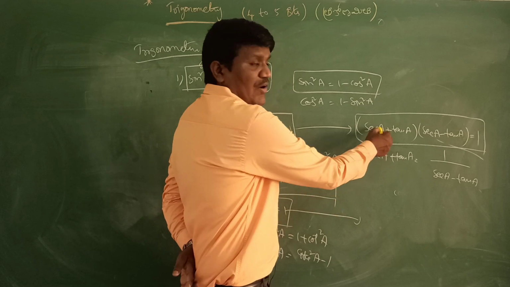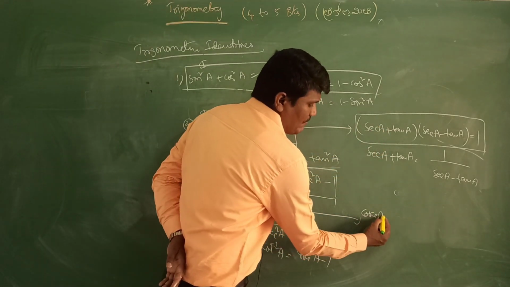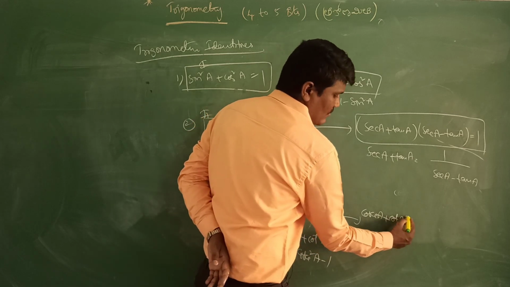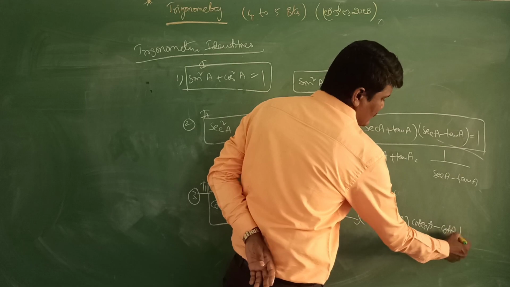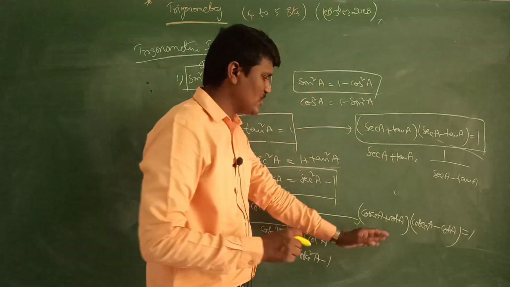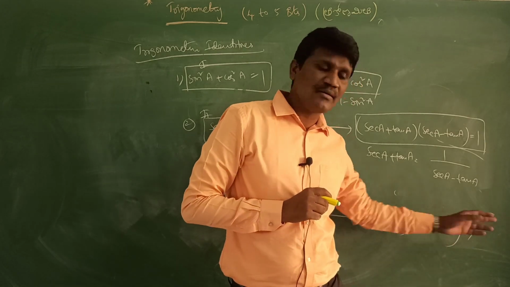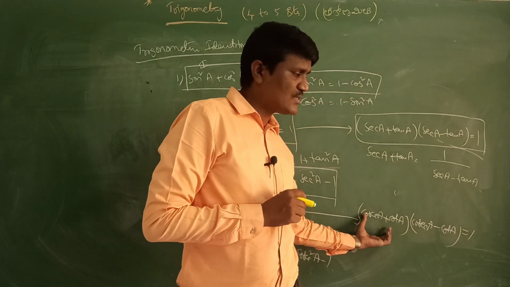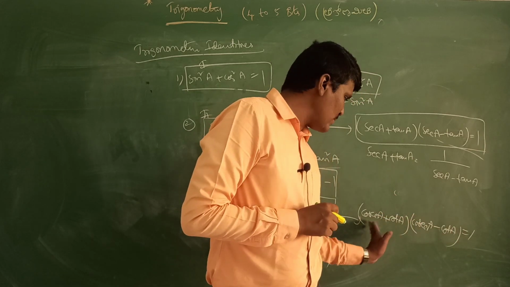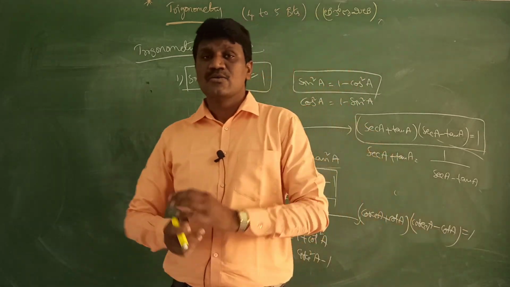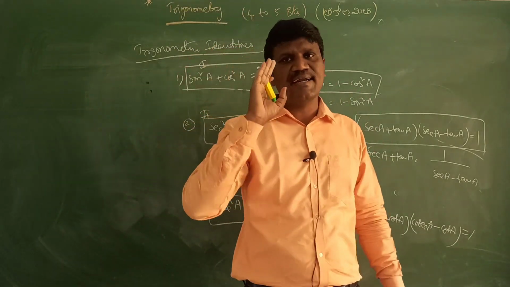Same way I can write this formula also, a square minus b square. So it is (cosec A plus cot A) into (cosec A minus cot A) is equal to 1. So this also you remember. Then you can write cosec A plus cot A is equal to 1 by (cosec A minus cot A), and cosec A minus cot A is equal to 1 by (cosec A plus cot A). So these are the most important formulas and also important identities.